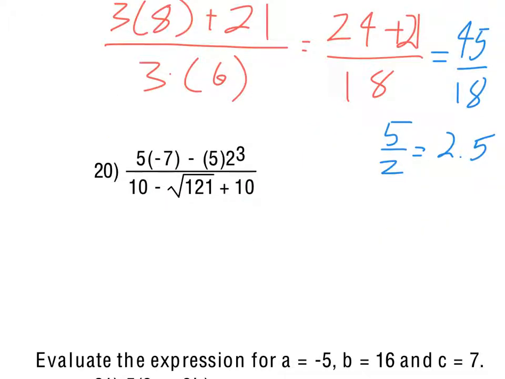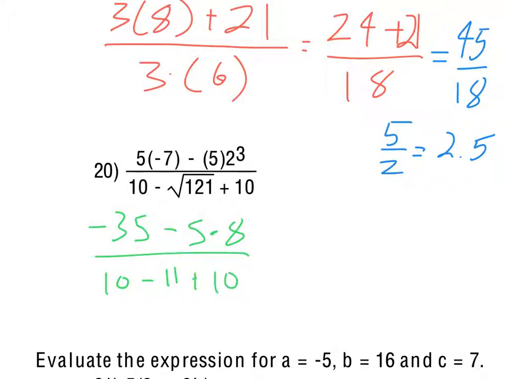We follow the same kind of process for number 20. Looking at that one, we can do the 5 times negative 7, get negative 35, minus the 5. I have to do the 2 cubed before I can do that multiplication, so that's 5 times 8. In the denominator, we do the square root of 121 first, and so it looks like this.